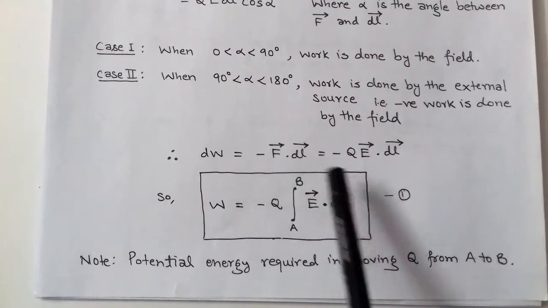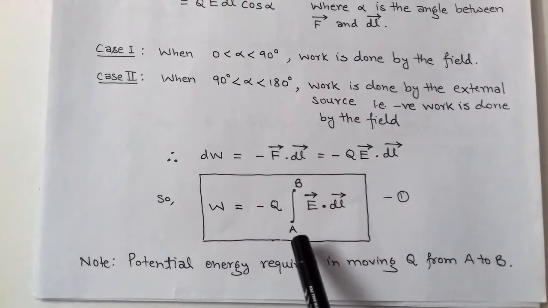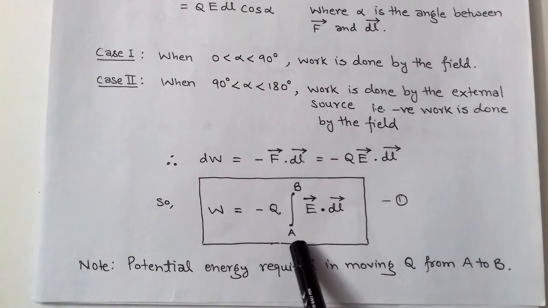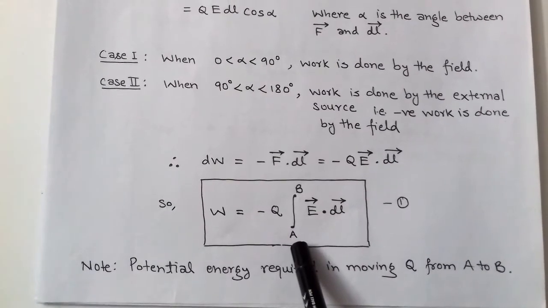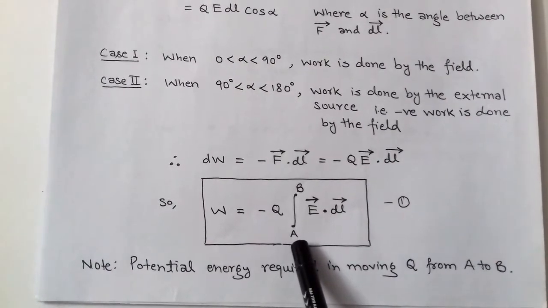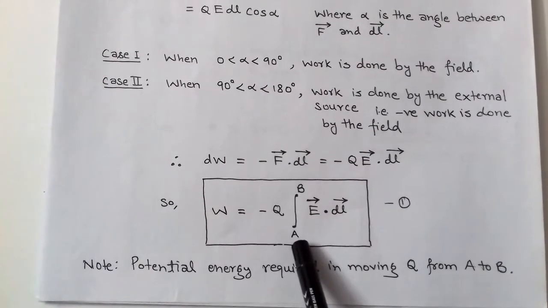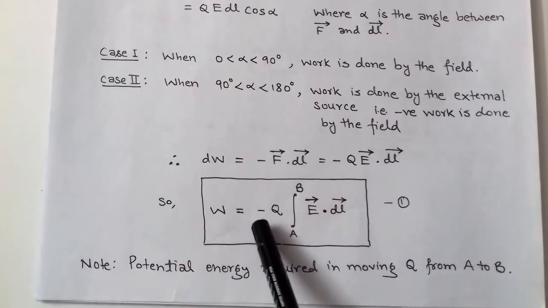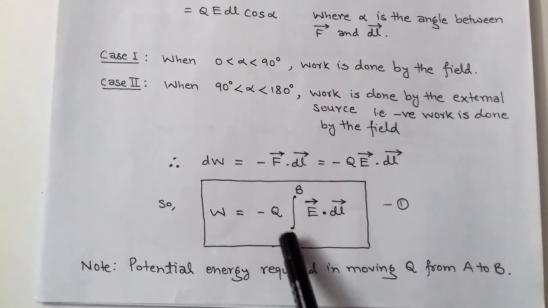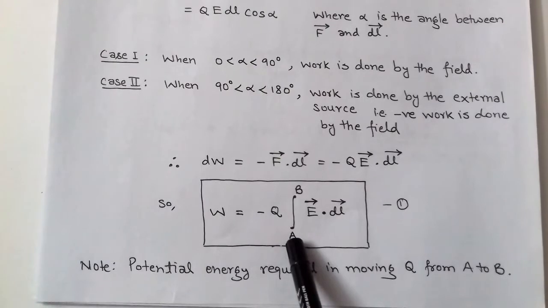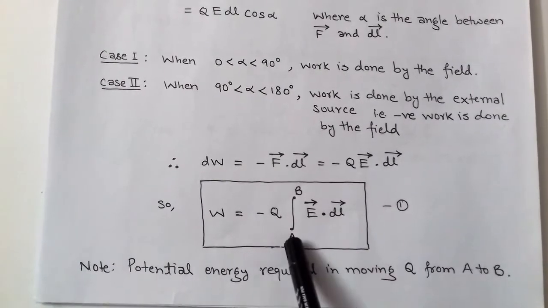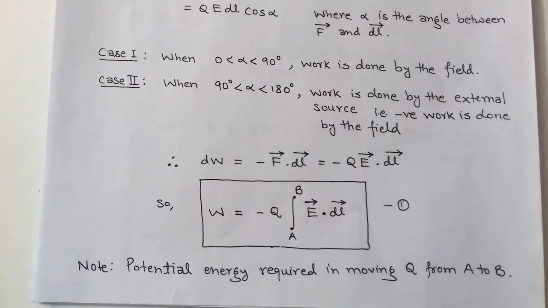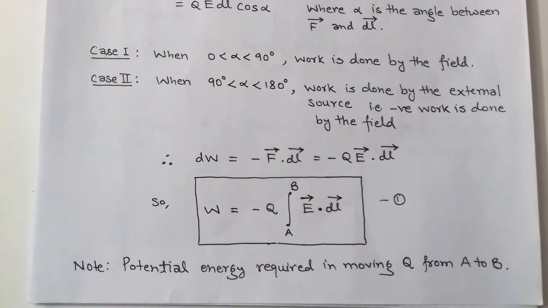and to determine the total work done from moving A to B, we use integration. So we integrate it from point A to B. Q is constant, so we can write equation 1, that is, the total work done W is equal to minus Q integration E dot dl. The limit is from A to B. A is the initial point and B is the final point.